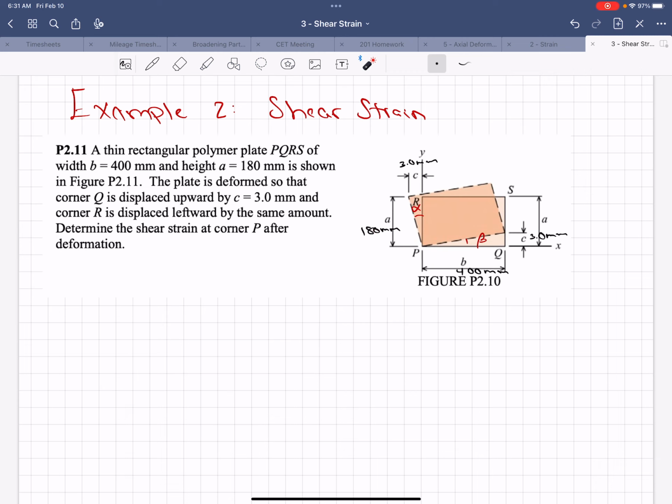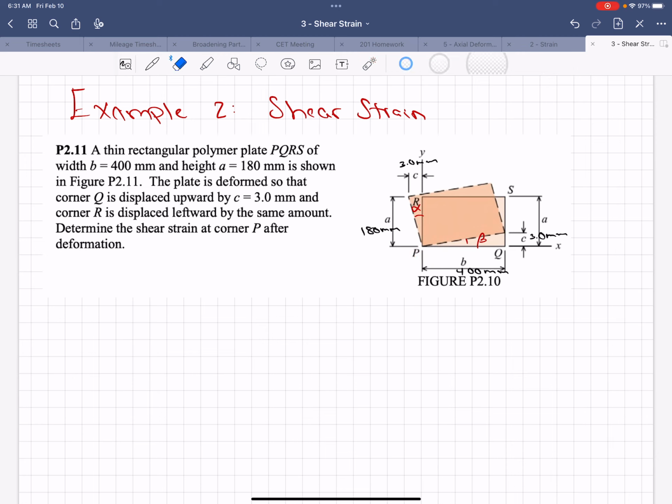The plate is deformed so that corner Q is displaced. So it's corner Q over here, goes up by 3 millimeters, and corner R goes to the left by 3 millimeters as well. So we're supposed to find the shear strain at corner P.